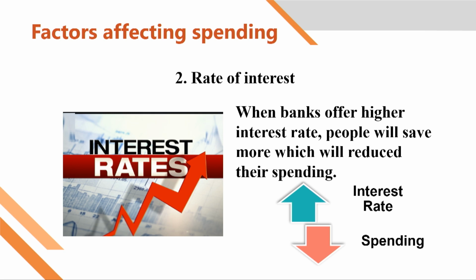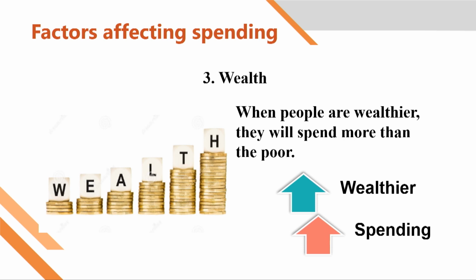Rate of interest. When banks offer a higher interest rate, people will save more, which will reduce their spending. Interest rate increases, spending decreases. Wealth. When people are wealthier, they will spend more than the poor. Wealthier people will tend to spend more.